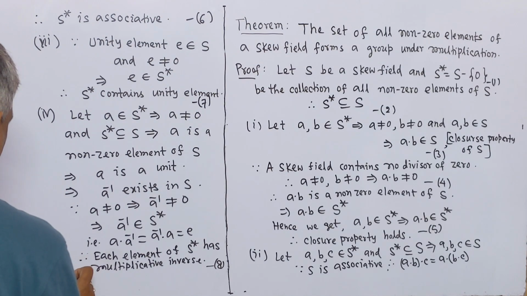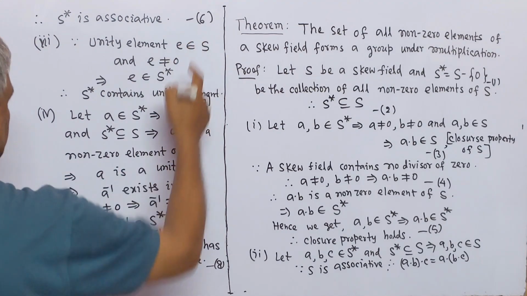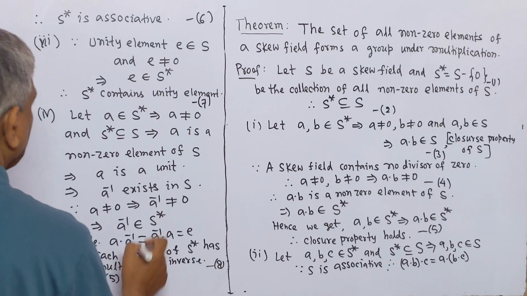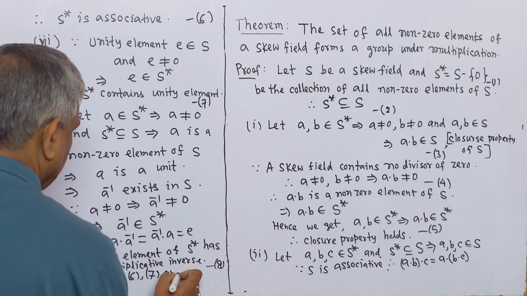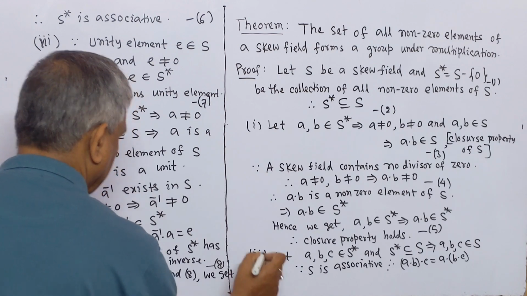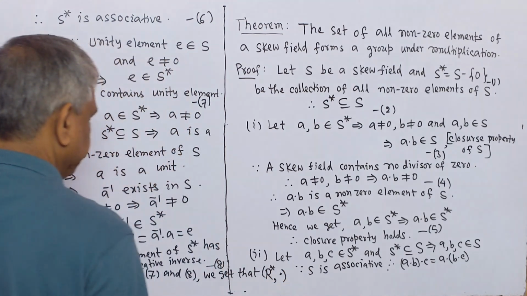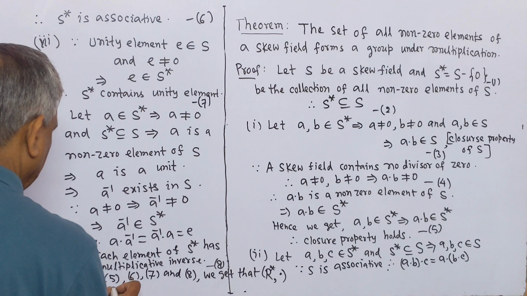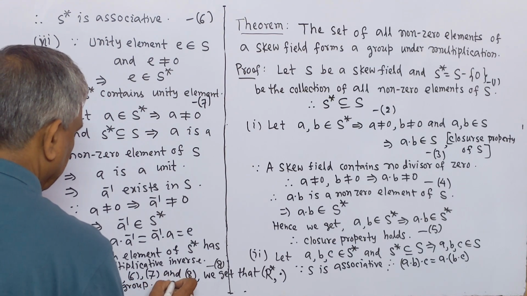Therefore, from 5, 6, 7 and 8, we get that S star with binary operation multiplication is a group. Proved.